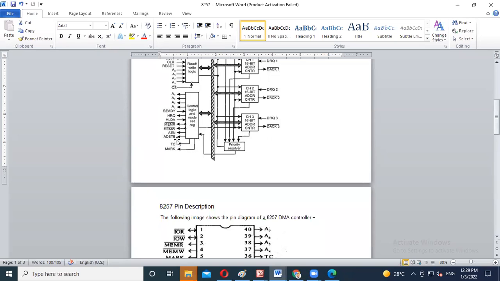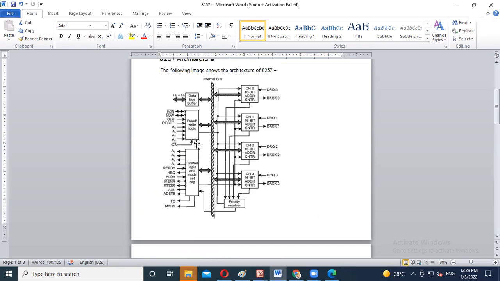That ADSTP means analog to digital signal transmit bits. So these three main features are added in 8257. So in short, it is the more popular.